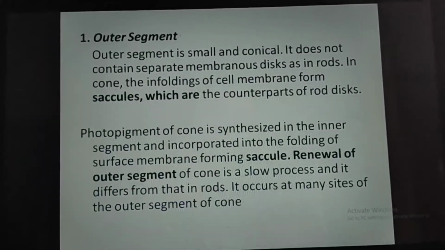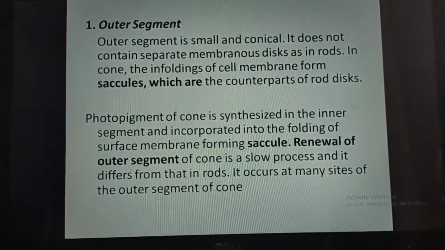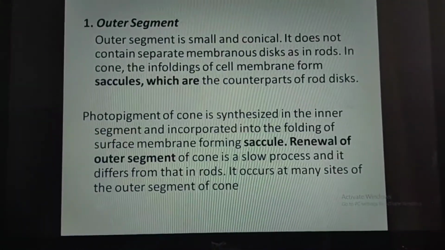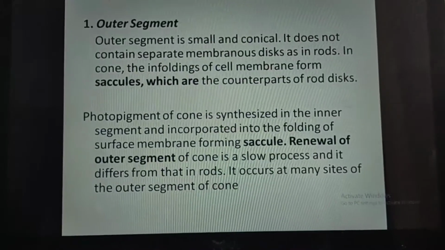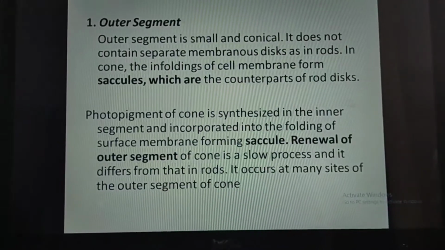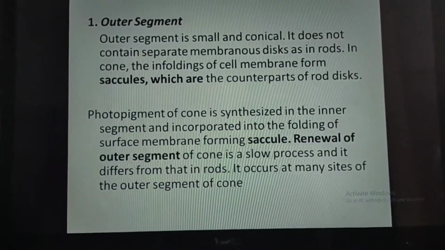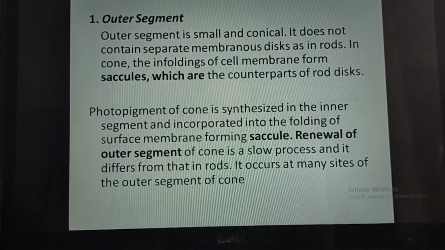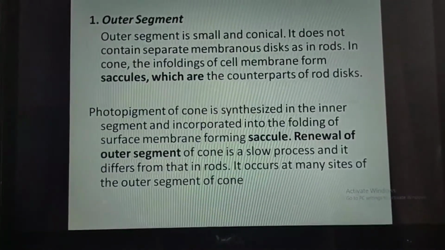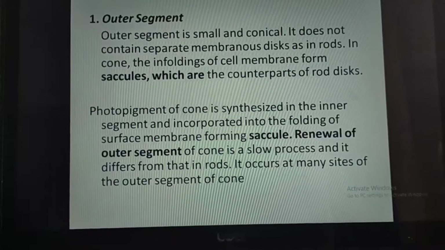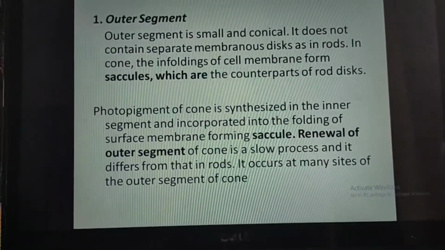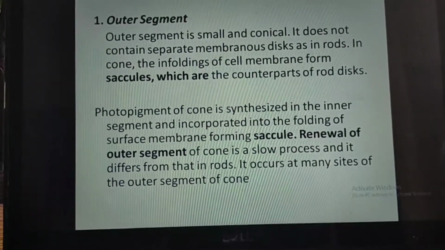Outer segment. The outer segment is small and conical. It does not contain separate membranous discs as in rods. In cones, the infolding of the cell membrane forms saccules, which are the counterparts of the rod discs. The photopigment of the cone is synthesized in the inner segment and incorporated into the folding of the surface membrane, forming saccules.